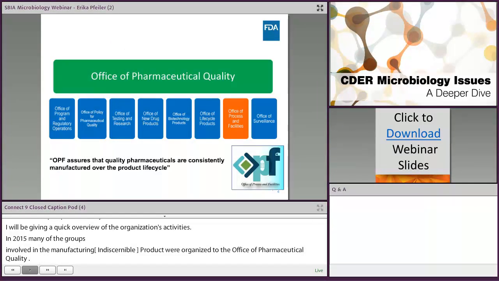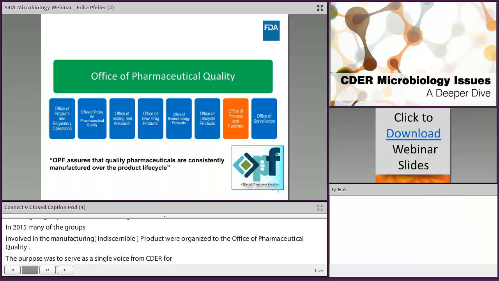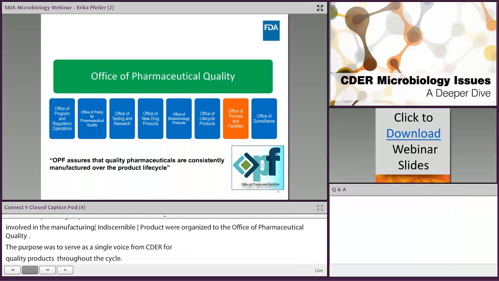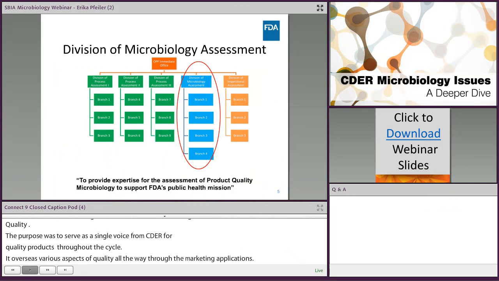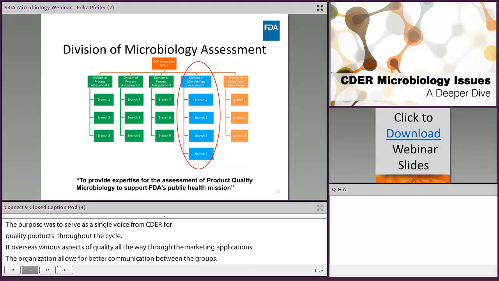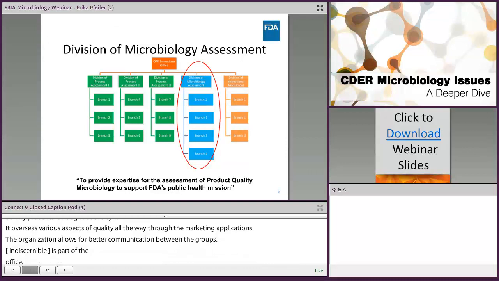OPQ consists of a number of offices which oversee the various aspects of quality, all the way from clinical trials to the marketing applications for generic products. The organization allows for better communication between and among the quality groups, and DMA is part of the Office of Process and Facilities within OPQ. DMA is placed in that office chiefly because of the large role that processing and environmental conditions have in the manufacture of a product that's of good microbiological quality.